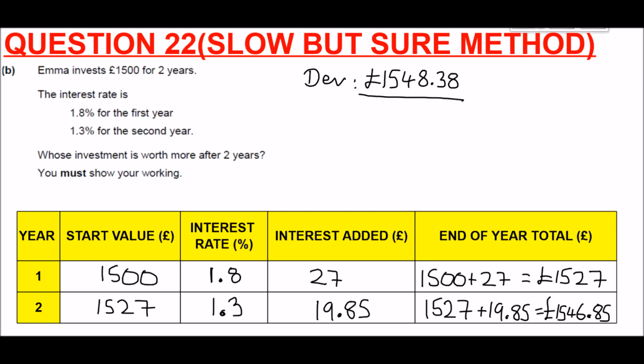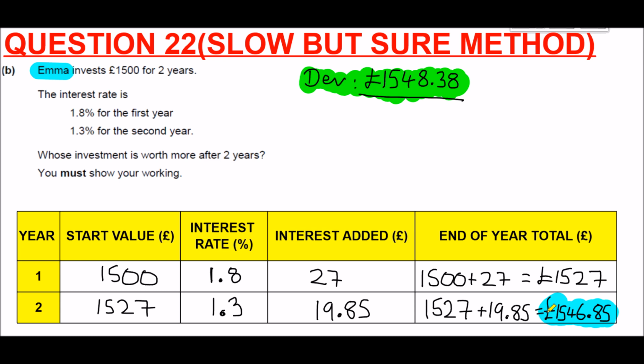So now we can compare Dev's to Emma's. So Dev ended up with £1,548.38. Emma, on the other hand, has ended up with £1,546.85. And so whose investment was worth more? As you can see, it's very similar, but Dev's got more money. He's got about another couple of pounds or so, not even quite that. 1,548 is higher than 1,546.